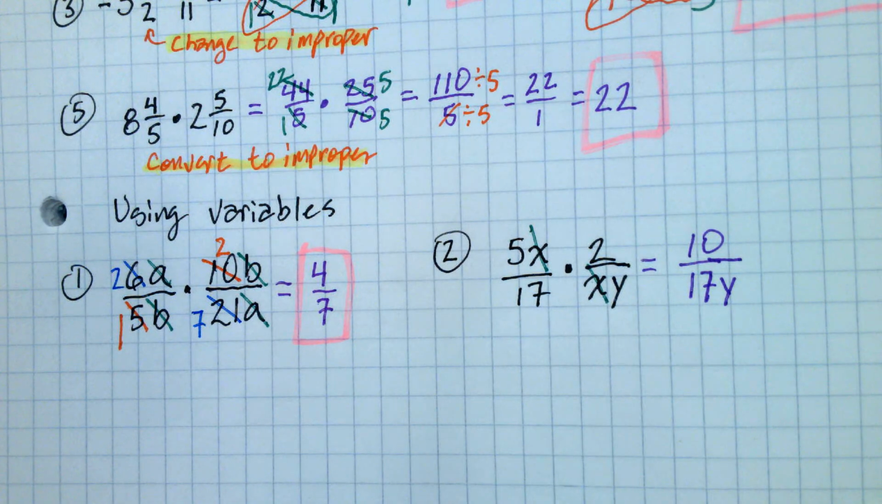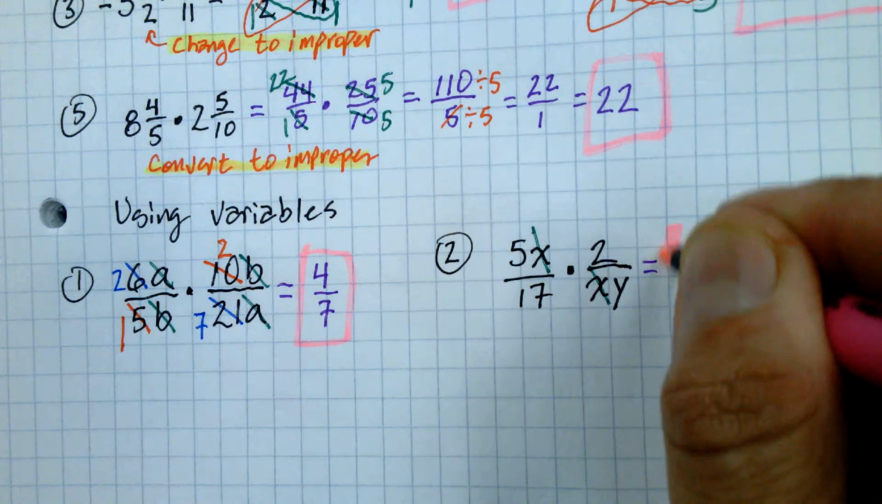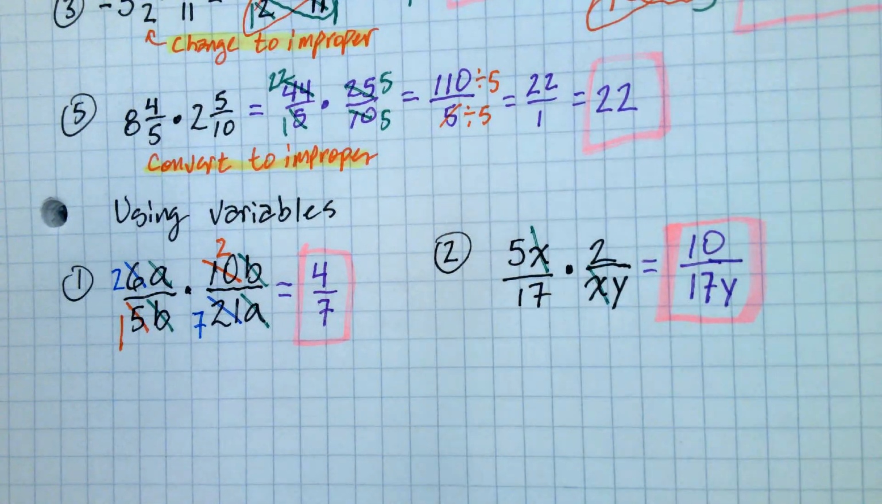And that's your answer, 10 over 17y. Okay? And that's going to be an answer. Later on, if we have equations and we know what y equals, then we would go ahead and work that out. Okay? All right, we got a couple more.